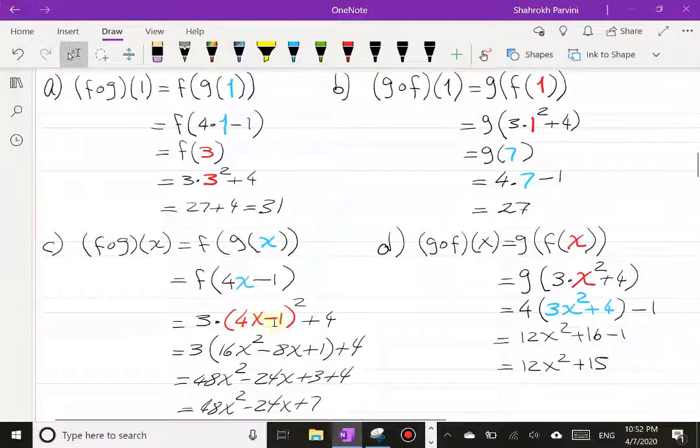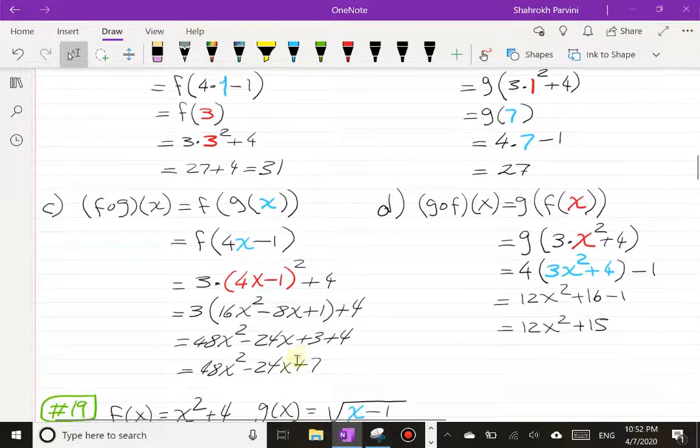Now here I square the binomial. Remember, when you square the binomial, you do the first term squared, second term squared, that's this one, and then you do twice first by second. That's 2 times 4x times negative 1, which is negative 8x. You can also set this one up as FOIL and do FOIL with it to make sure you get this trinomial. In the next step, I distributed the 3 within the parentheses and combined like terms. 3 and 4 made 7. And there you go, that's f of g of x.